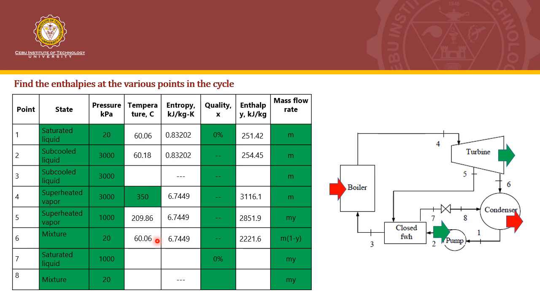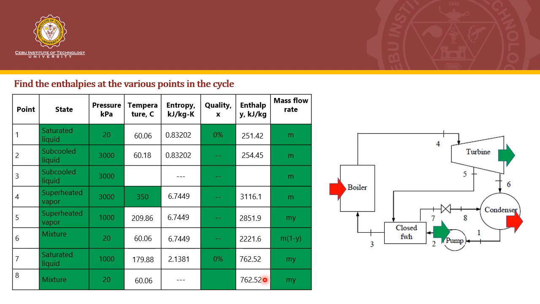So now that we have the value at point 6, we are now ready also to get the value at point 7. So this is saturated liquid at 1000 kilopascal. So we just use that property automatically. And then for point 8, process 7 to 8 is just an isenthalpic process. So that's why we just copy the enthalpy. They have the same enthalpy. So that is a throttling process. You can also get the corresponding temperature if we input the value that is already available to us.